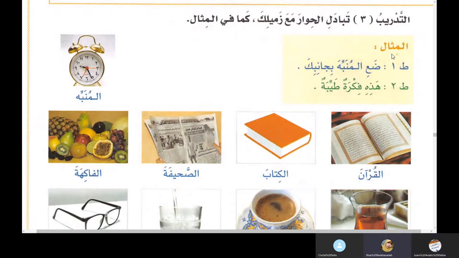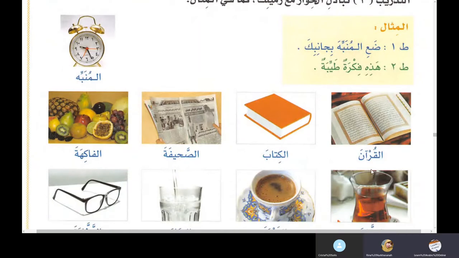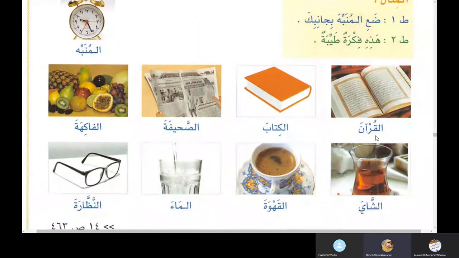Now read it. Al misal, talibul awwal, da'il munabbiha bijanibika. Talibus sani, hazihi fikratun tayyibatun. And then next, da'il Quran bijanibika. Hazihi fikratun tayyibatun.